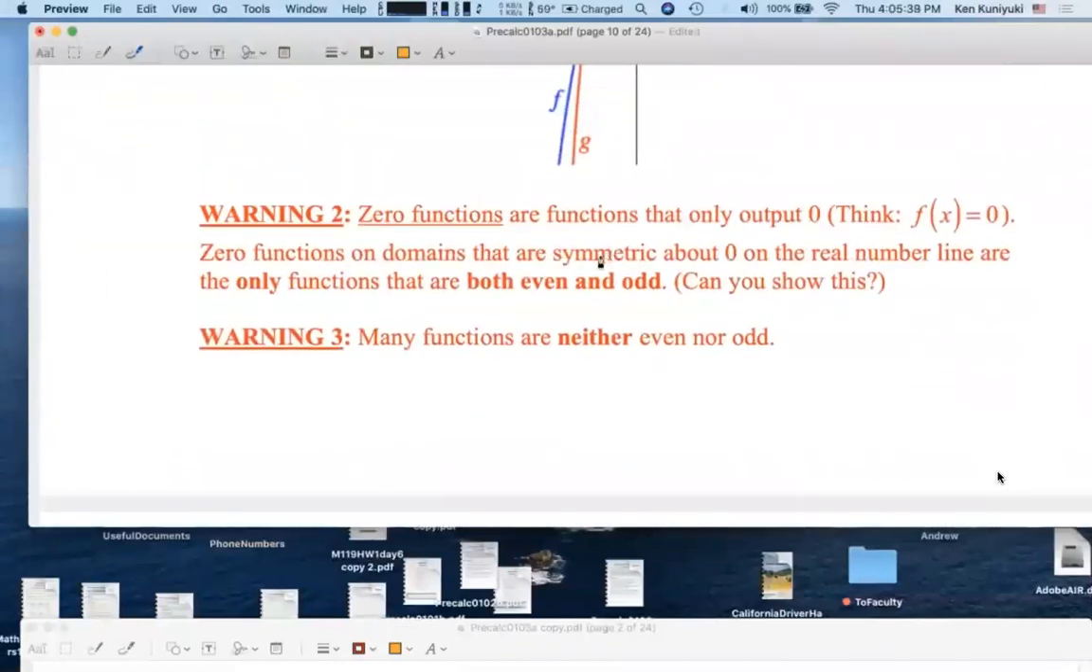Are there functions that are both even and odd? Yes. The 0 function on R is both even and odd.